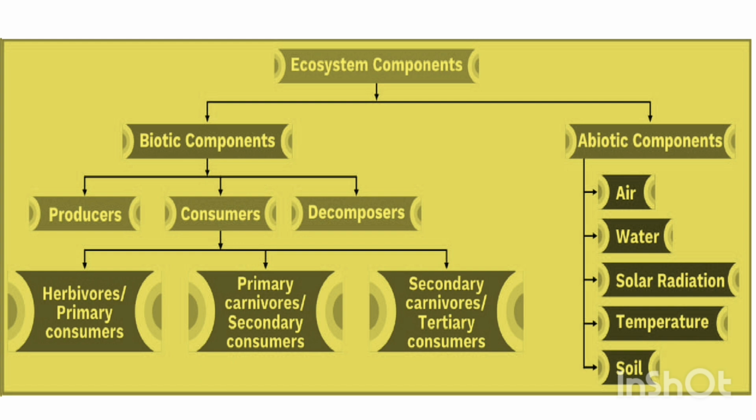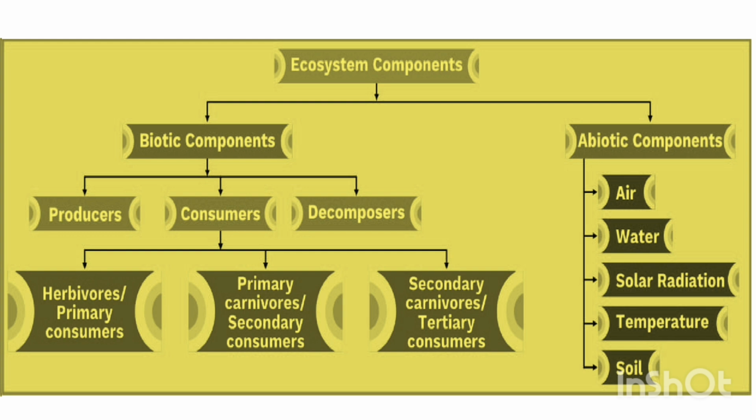Producers are mainly the green plants, which are the producers of any ecosystem. Next, consumers are herbivores, those who only eat the green plants or herbs. Next, primary carnivores, then secondary carnivores. So these are consumers. And decomposers, for example fungi, then bacteria, those decompose or help in the process of degradation.